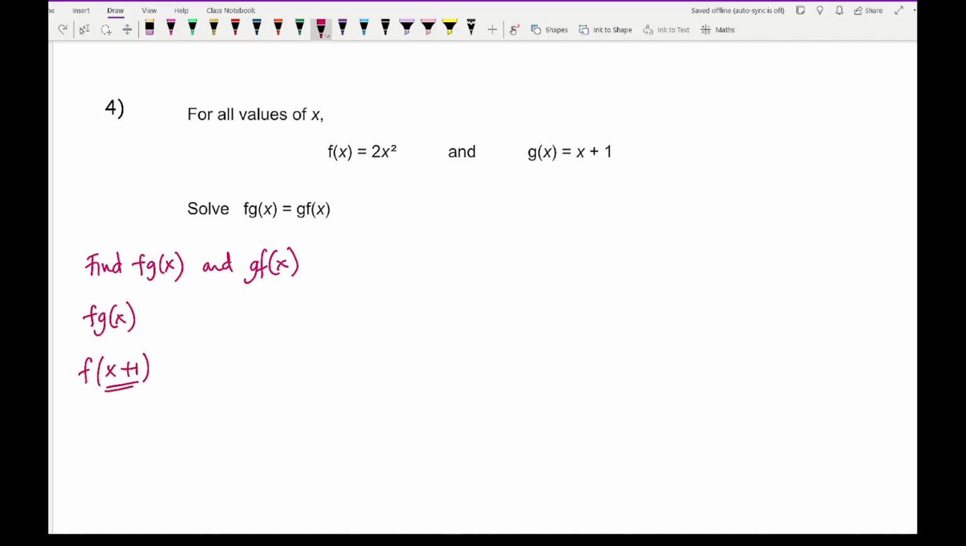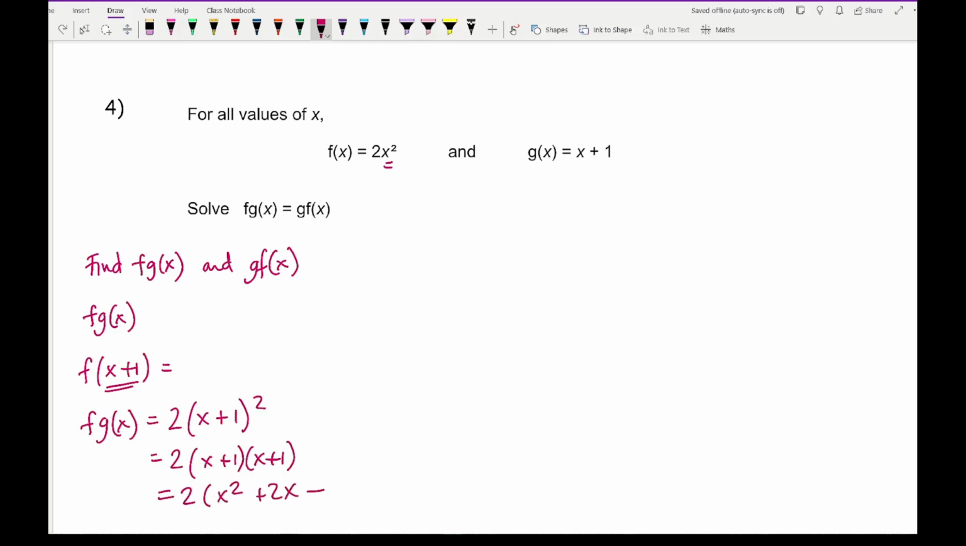So I'm going to substitute this wherever I see an x in f. So then fg of x is going to equal 2 lots of x plus 1 squared, which is 2 lots of x plus 1 times x plus 1, which is 2 lots of x squared plus 2x plus 1, which equals 2x squared plus 4x plus 2. I'm just going to put a little box around that.